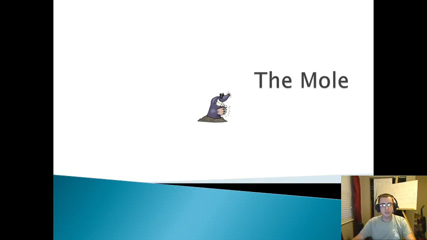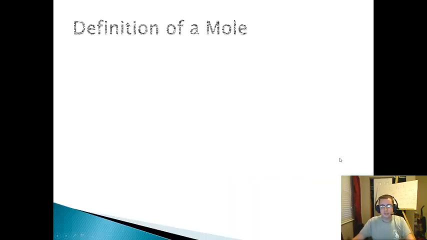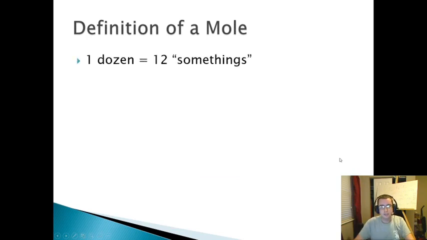Alright, so today we're going to be looking at the mole and how it's used in chemistry. The mole is going to be relatively similar to a dozen, just instead of being 12, it's going to be something bigger. So if we have a dozen of something, we know that there are 12 of those somethings, whether it's eggs, donuts, whatever. If I say I have a dozen of these, I know that there are going to be 12 of them.